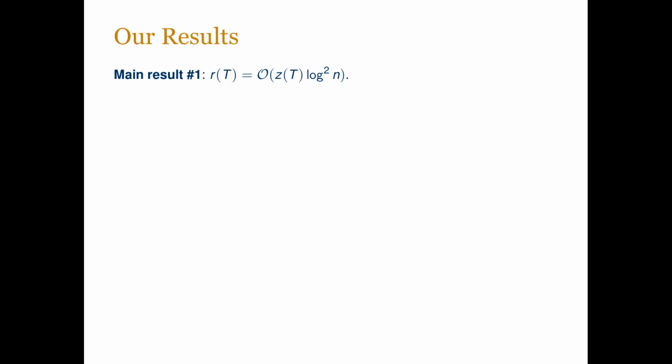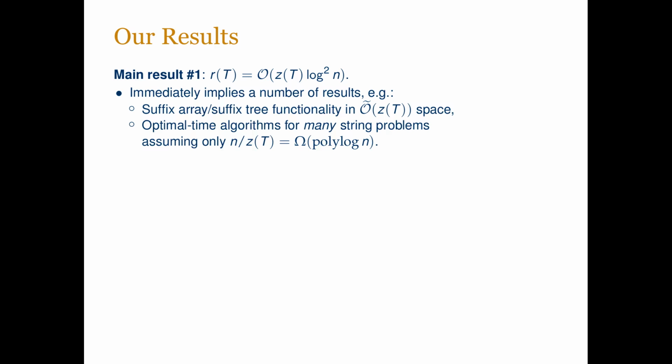We are now ready to state our results. Our first main result is that Burrows-Wheeler compression can be bounded, up to log factors, in terms of Lempel-Ziv compression. This answers the previous question in a much more surprising way than anticipated and immediately implies a number of other results. For example, it proves that we can support powerful suffix array and suffix tree queries in space close to O(z). It also implies optimal time algorithms for many problems on strings, assuming only that the input text is weakly compressible by LZ77.